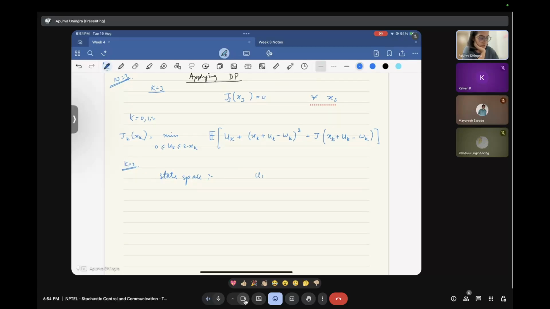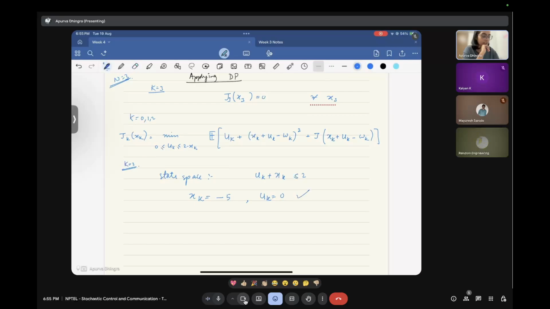So what I'm saying is uk plus xk has to be less than 2. What about the situation where I take xk to be something negative? So let's say something like -5, and I am saying uk is 0. Is this within the constraint? Yes. That means xk is allowed.